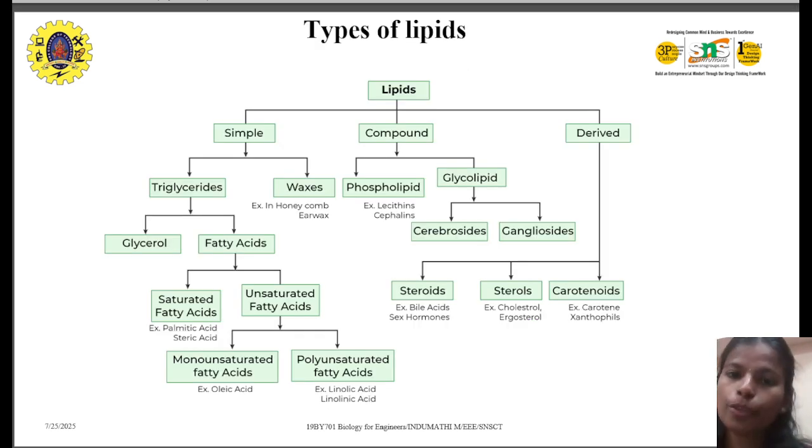These are the types of lipids. We have simple, compound, and derived lipids. In simple lipids, we have two types, and in compound lipids, we have two types. These can be the types of lipids here.